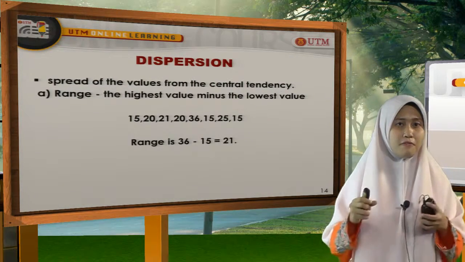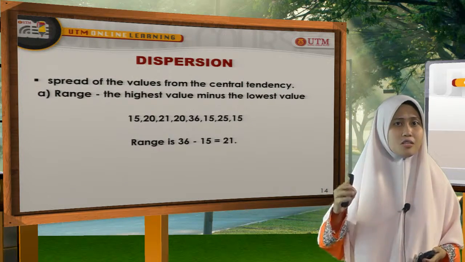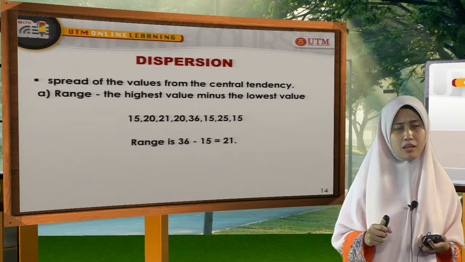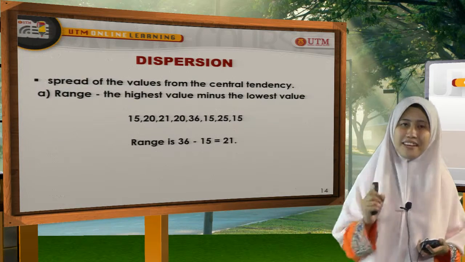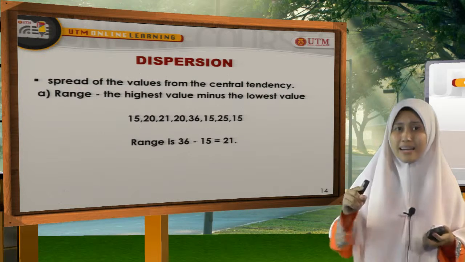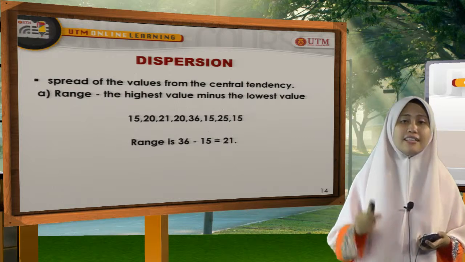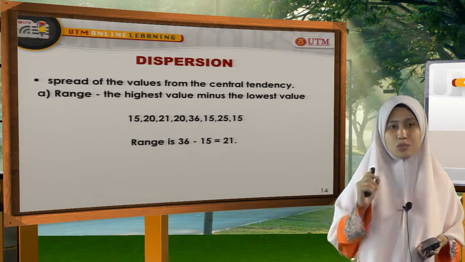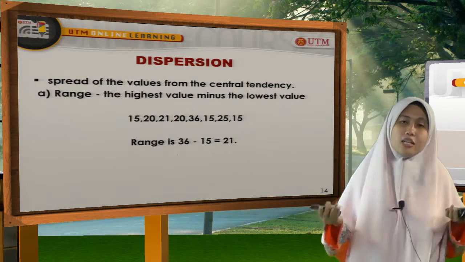The last type of descriptive statistic is dispersion. Dispersion refers to the spread of the values around the central tendency. There are 2 common measures of dispersion, the range and the standard deviation. The range is simply the highest value minus the lowest value. In our example distribution, the highest value is 36 and the lowest is 15. So, the range is 36 minus 15, that is 21.